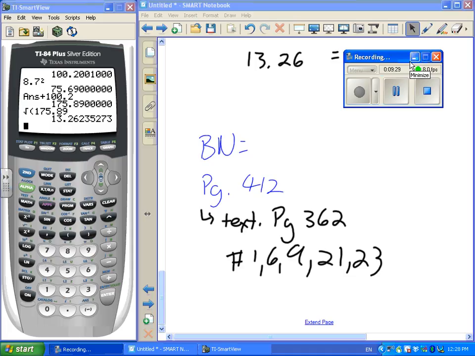Okay. Your homework is in your blue notebook, page 412. It tells you to do textbook page 362, numbers 1, 6, 9, 21, and 20.